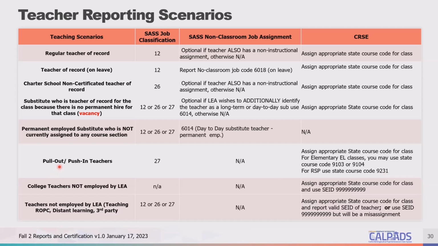For that scenario, you submit a job classification of 27, assign them to the school site where they are doing push and pull out classes, and assign them to a course that is probably 9103 or 9104 if they're doing push and pull out classes, or for special ed, you assign them to the RSP state course code of 9231, or assign them to the specific band, PE, or any push and pull out course that that teacher is assigned to. Do we have any questions that are brewing?